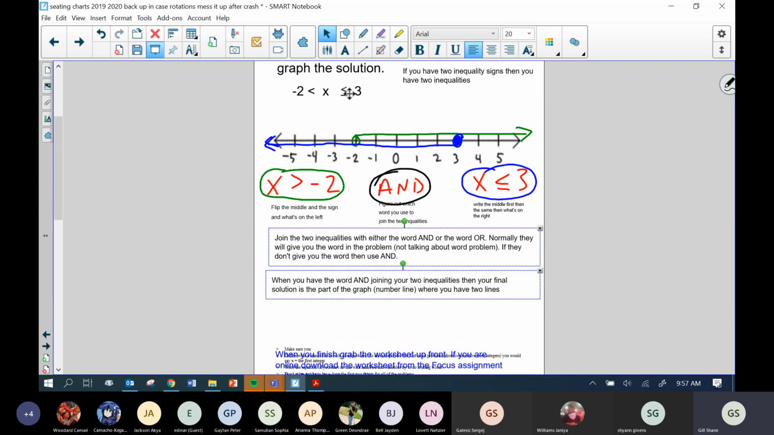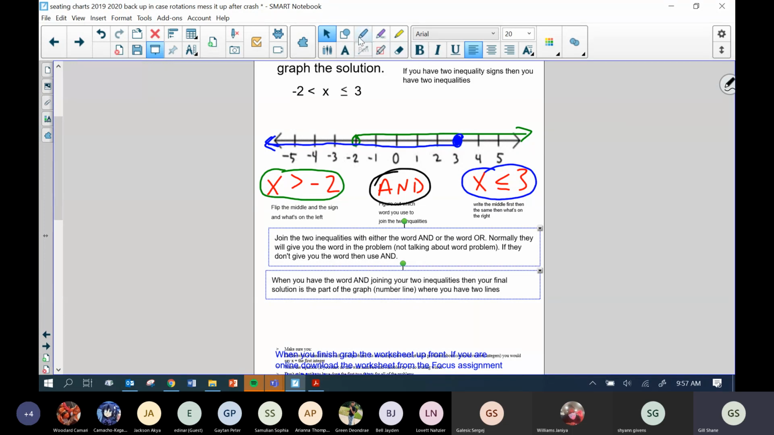So now my final solution is everywhere that I have both of these lines. So this blue line is not a solution because I only have the blue line. This green line is not a solution because I only have the green line. I need everywhere that I have both lines because this is an "and" problem. It means I have to satisfy both of these two inequalities. And I'm kind of repeating this a lot, I know, but I just want to make sure, hopefully it's clear.